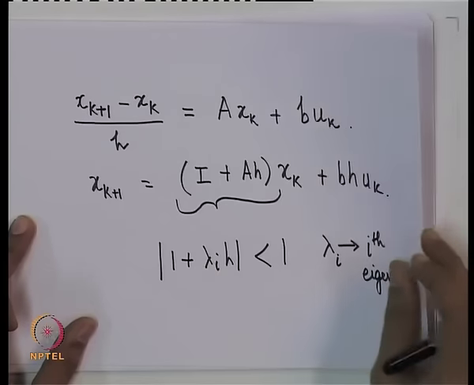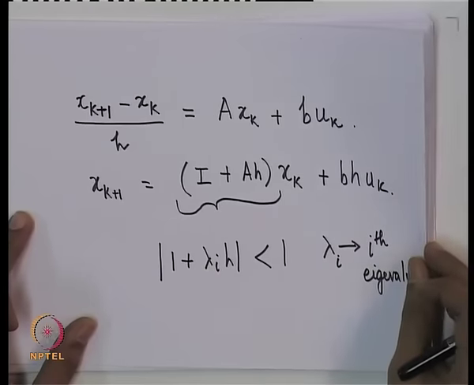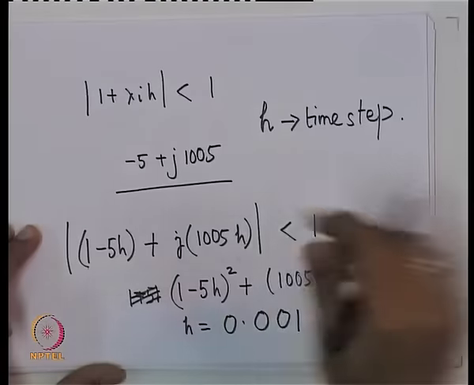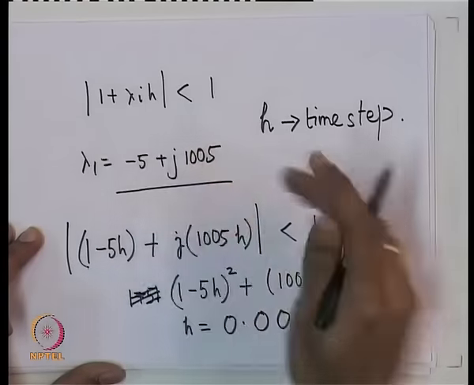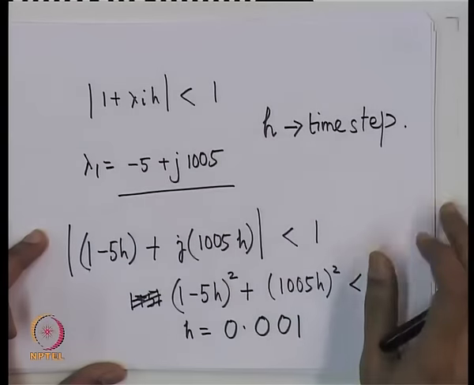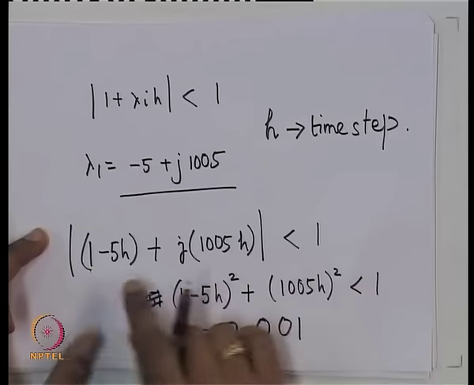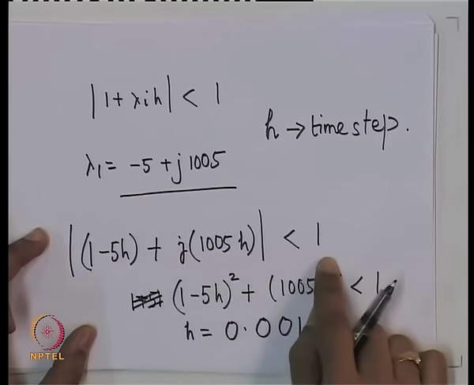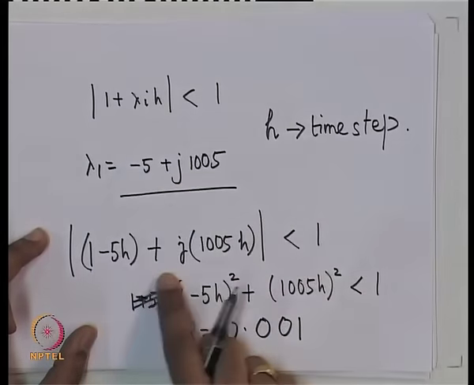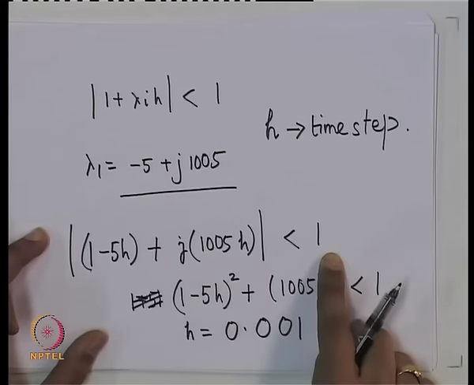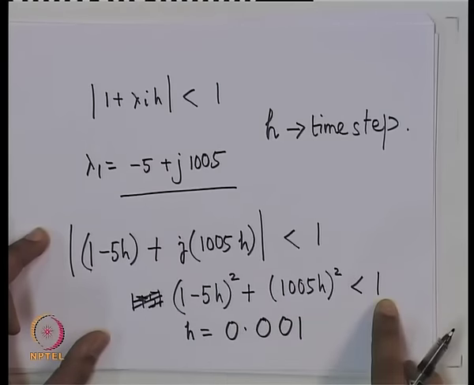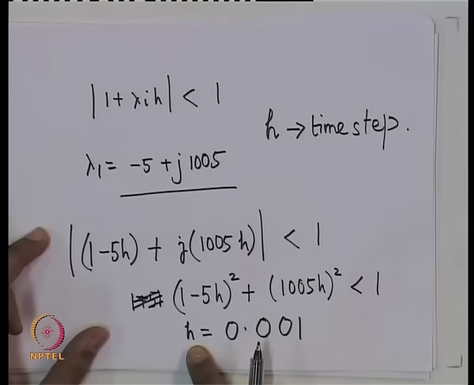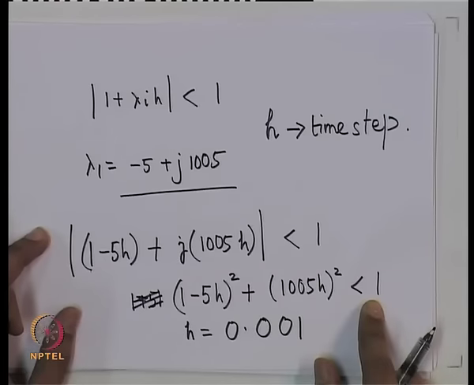And in Euler method, for example, if I apply this to one of the eigenvalues, that is lambda 1 is equal to this. Suppose I want to check this relationship for this eigenvalue. You will find that the relationship we will get is this, which boils down to this. Even if I choose a time step of 0.001, okay, you are not going to have this relationship satisfied.